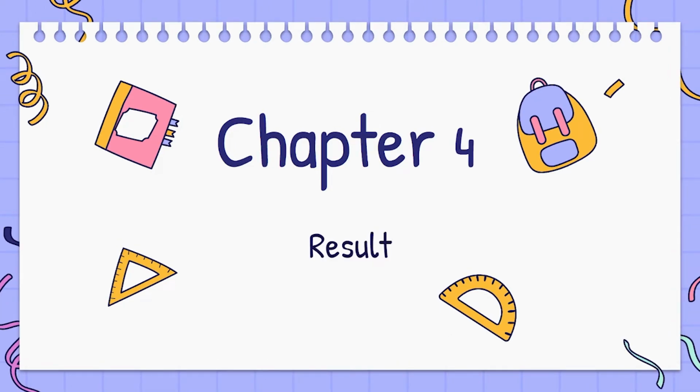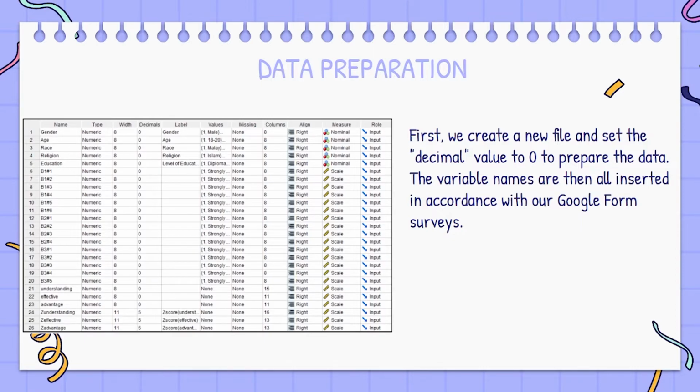Now let's talk about Chapter 4, Result. First, data preparation. We create a new file and set the decimal value to 0 to prepare the data. The variable names are then all inserted in accordance with our Google Form surveys, as shown in this figure.